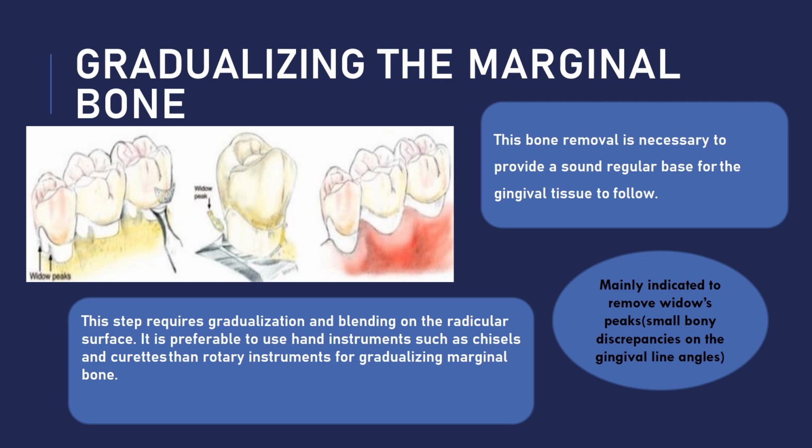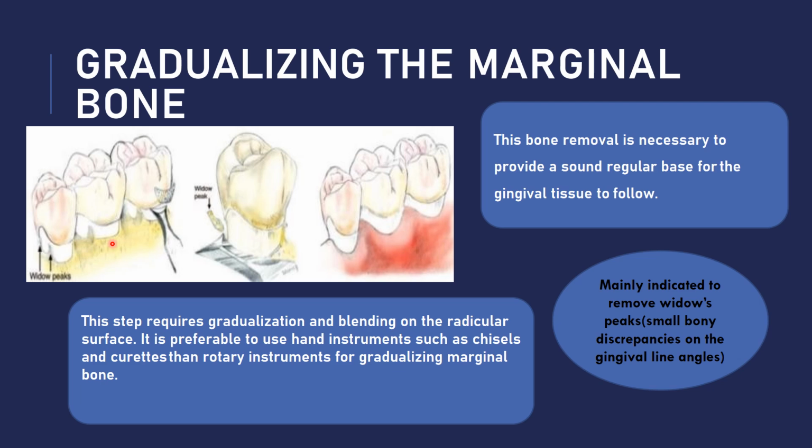So next, coming to the last step, that is gradualizing the marginal bone. This bone removal is necessary to provide a sound, regular base for the gingival tissue to follow. So we have done vertical grooving, radicular blending, and flattening of interproximal bone. Then coming to the marginal bone, there is smooth adaptation, flap coaptation.